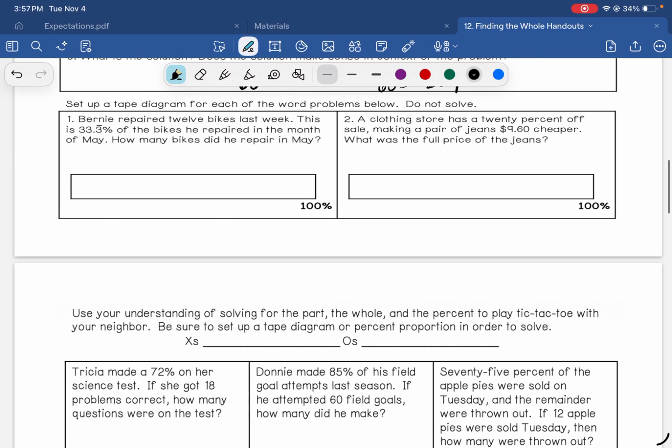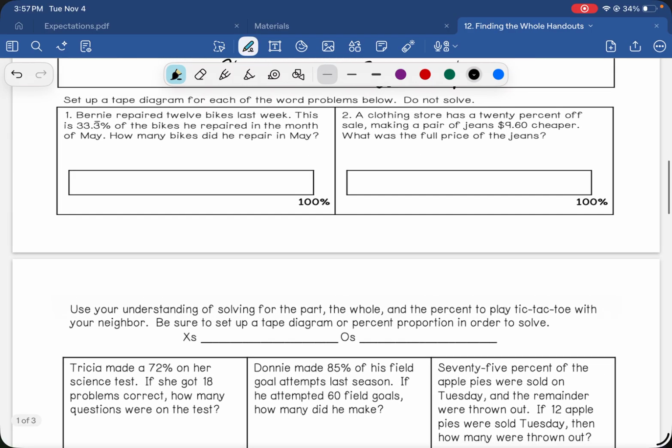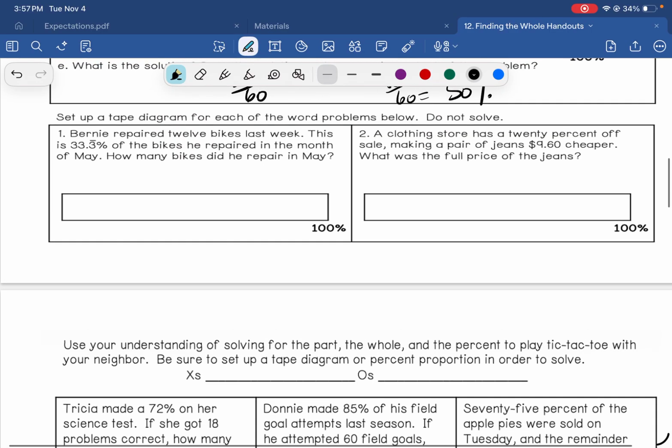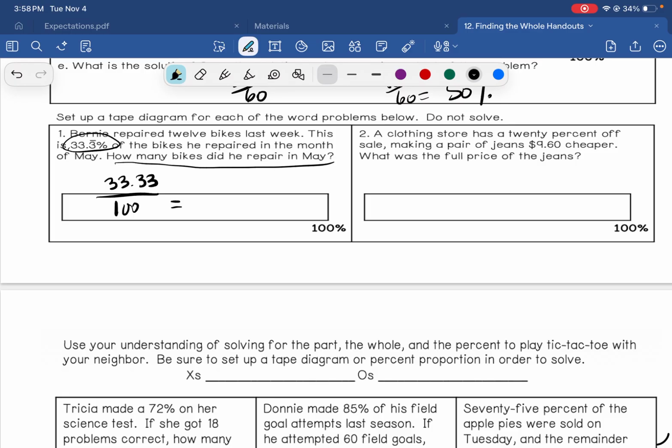Number 1, Bernie repaired 12 bikes last week. This is 33.3% repeating of the bikes he repaired in the month of May. How many bikes did he repair in May? All right, so our first one, we can just put 33. I'm just going to put 33 with like 2 3s after the decimal. Over 100, that's our first fraction or ratio.